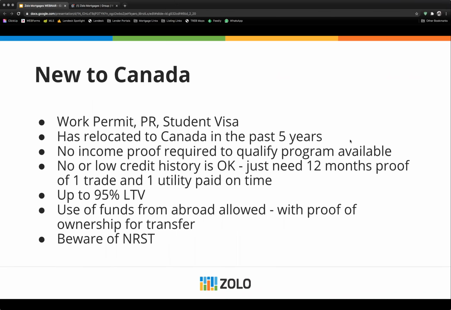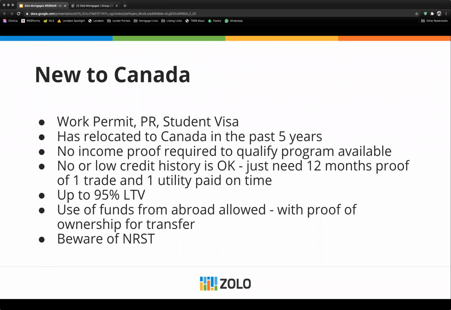Okay, awesome. So this, I think, is one of the most important programs that we have available. I think the majority of you have less than 3 years experience. You may still be working leases, and the demographic of lease leads at Zolo is mostly new to Canada clients. These could be people relocated for work, or people coming here on a work permit, new immigrants essentially.